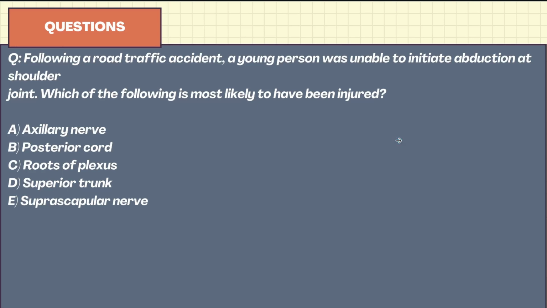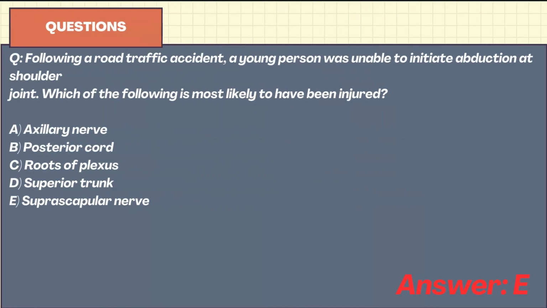Following a road traffic accident, a young person was unable to initiate abduction at the shoulder joint. Initiation of abduction is done by the supraspinatus muscle, and the nerve that supplies the supraspinatus muscle is going to be the suprascapular nerve.